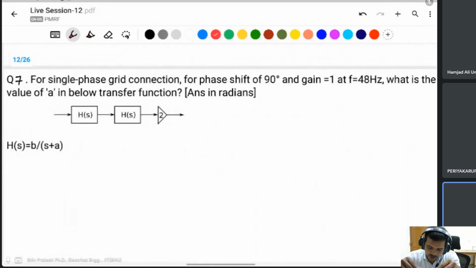The question is about a single phase grid connection, for a phase shift of 90 degrees and a gain of 1 at the frequency of 48 Hz. Then what is the value of A in the below transfer function?